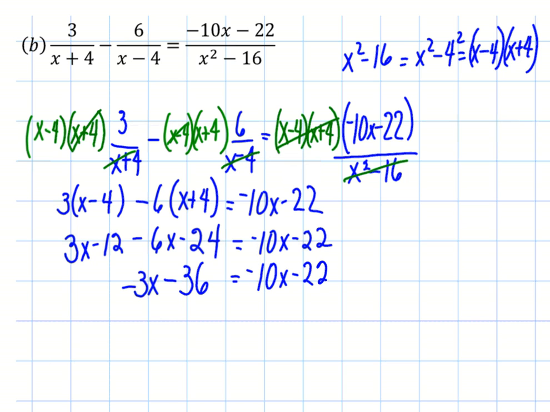We want to get all our x's on one side of the equation and just our numbers on the other side. So if I add 10x to both sides, I get 7x. And then by moving the negative 36 to the other side, I'm going to add. So if I add 36, plus 36 and a minus 22 gives me 14. x is 2. And make sure you go through and check again by substituting 2 for x into the original equation.